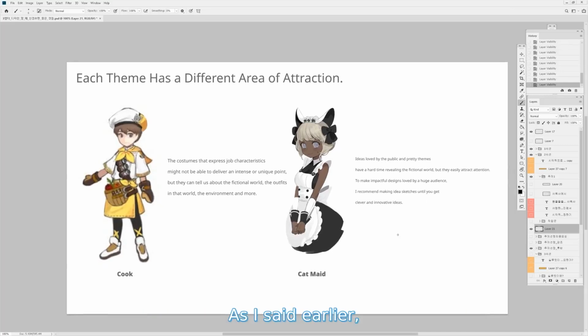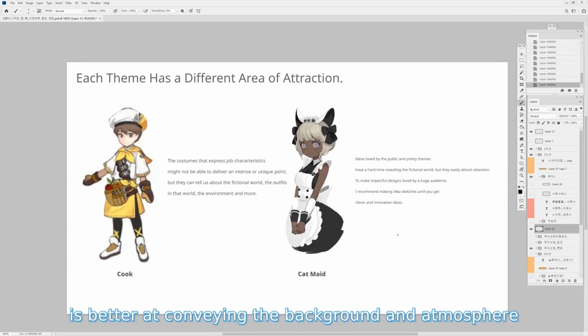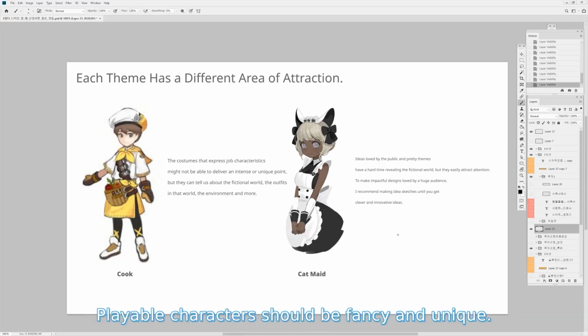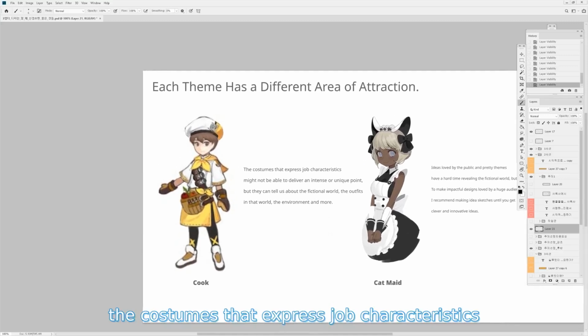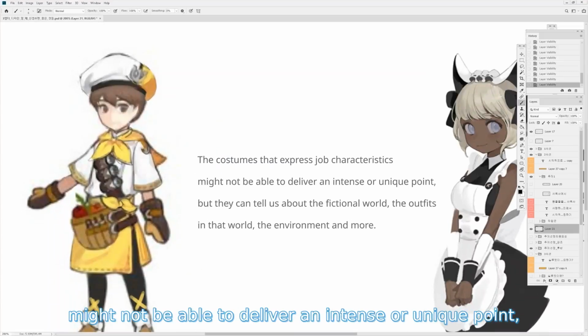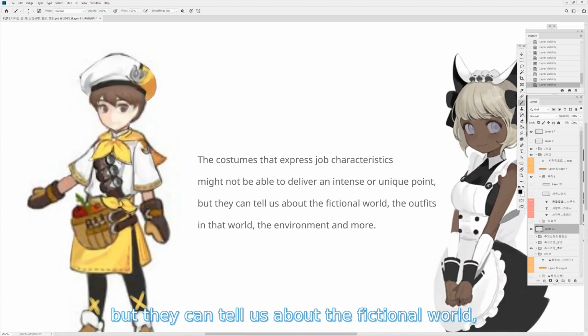As I said earlier, a tavern keeper is better at conveying the background and atmosphere of a video game. Playable characters should be fancy and unique. They shouldn't make the users bored as they play with them. As such, the costumes that express job characteristics might not be able to deliver an intense or unique point, but they can tell us about the fictional world, the outfits in that world, the environment, and more.